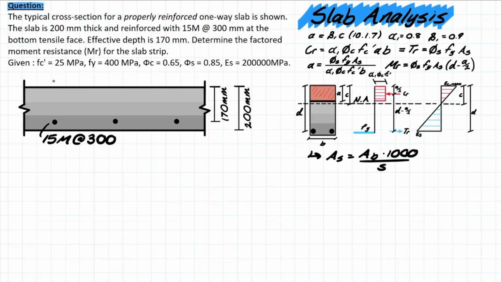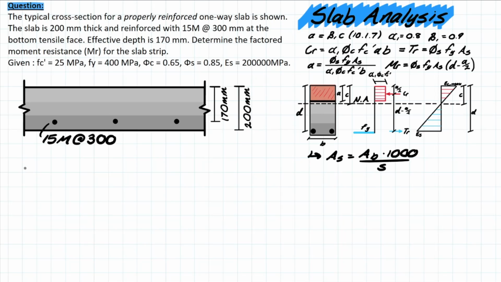Now, first things first, I just wanted to briefly cover, once again, we usually assume alpha 1 and beta 1 as 0.8 and 0.9 respectively when we have an f'c between 25 to 40 MPa. That's just typical. You can check the formulas if you want to, but they're generally close to these numbers. So I'm just going to assume these numbers right off the rip.